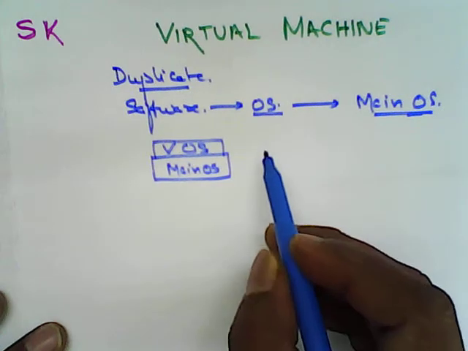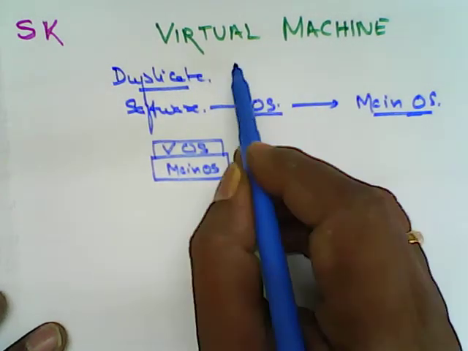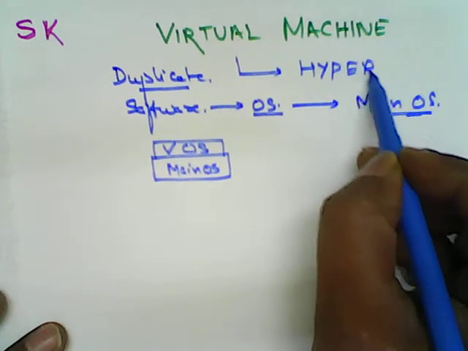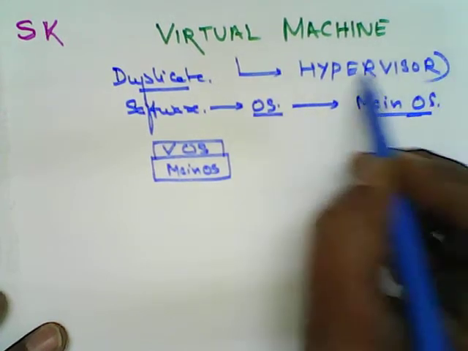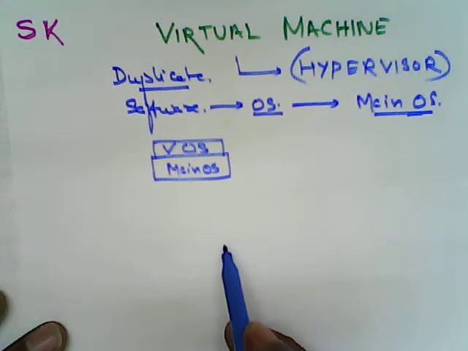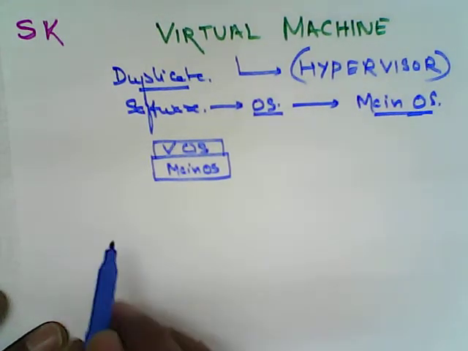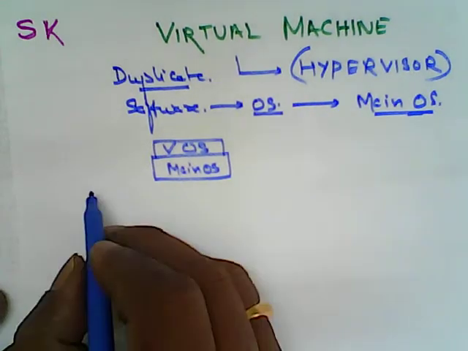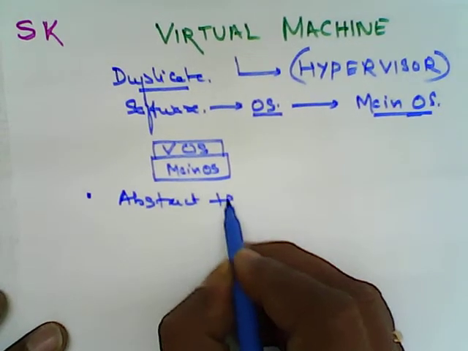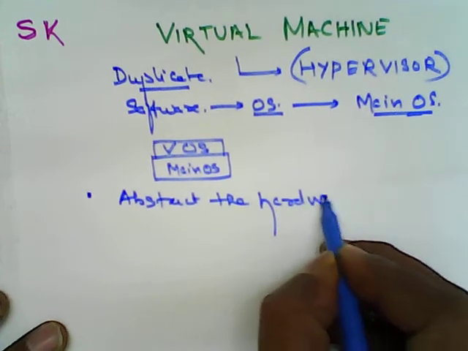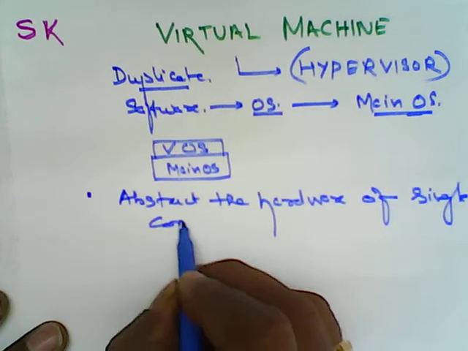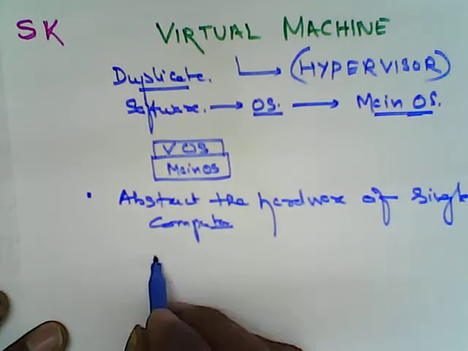We normally term virtual machines in another word. This is another term. We call it a hypervisor. Sometimes in the exam they will ask, write a note on hypervisor, then you have to understand it's talking about a virtual machine. A virtual machine, in another way we say, is an abstraction of the hardware of a single computer.